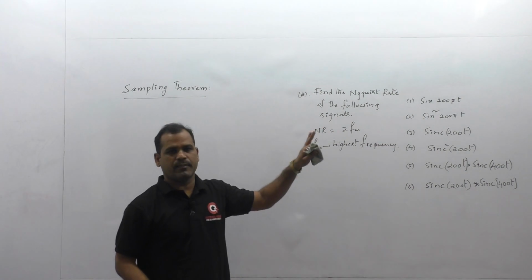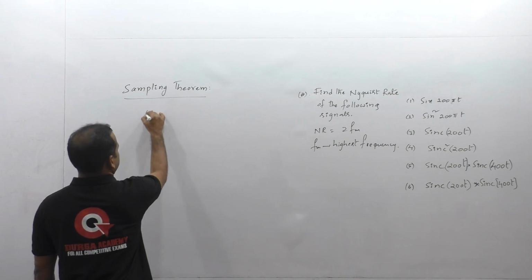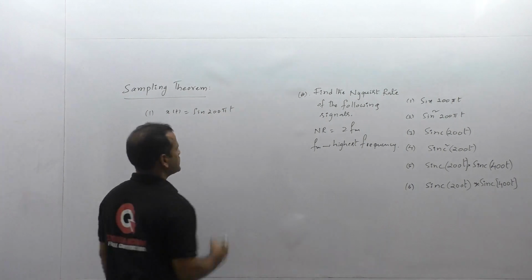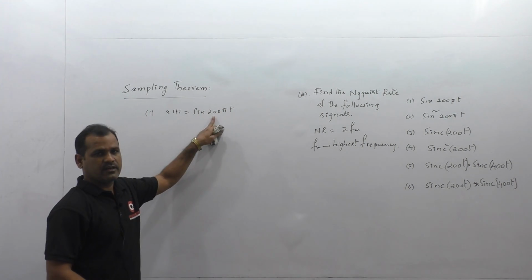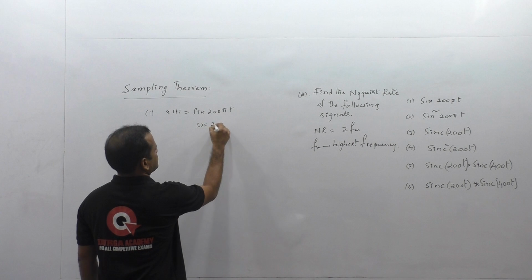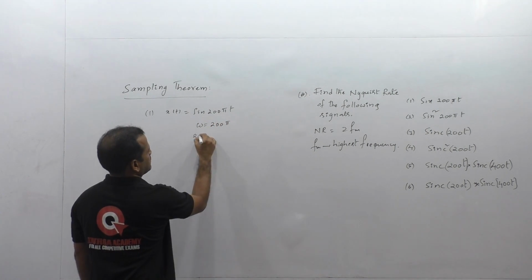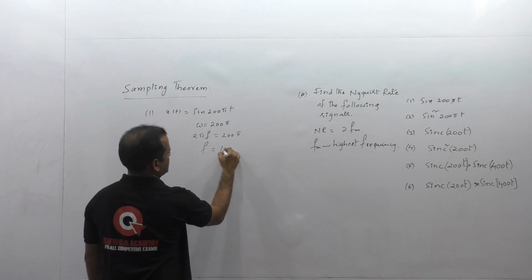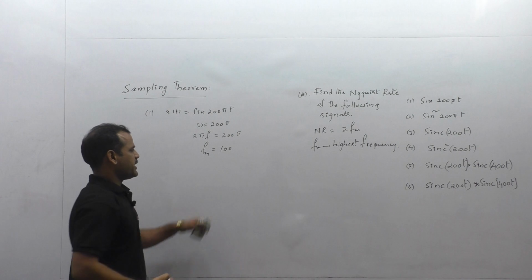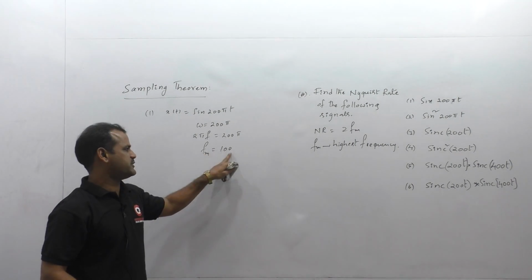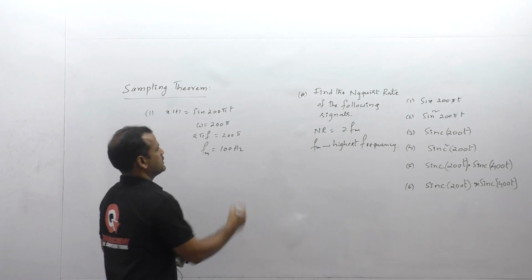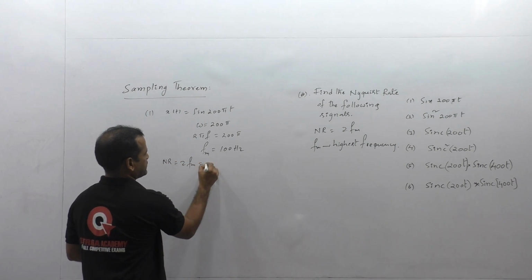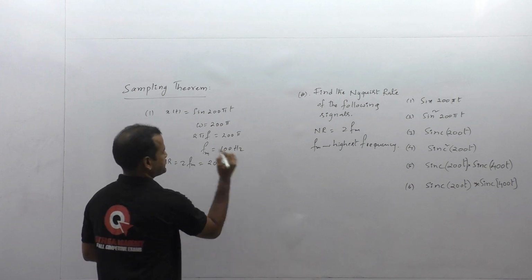First signal, sine 200 pi t. If you compare with the standard sine signal, here omega we are getting is 200 pi. That means the frequency here is 100. So we are getting the highest frequency of the given signal as 100 Hz. So the Nyquist rate of this signal, twice the highest frequency, is 200 Hz.